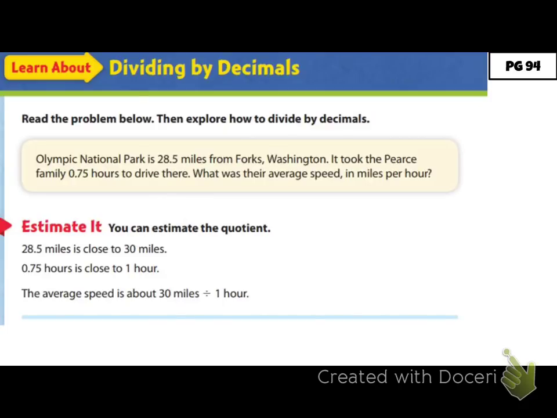Top of page 94. The Olympic National Park is 28 and 5/10 miles from Forks, Washington. It took the Pierce family 75 hundredths hours to drive there. What was their average speed in miles per hour? So we're dividing decimals now. Well, you could estimate it. 28 and a half is close to 30, and 75 hundredths is close to 1 hour. So 30 miles divided by 1 hour would be 30 miles an hour.